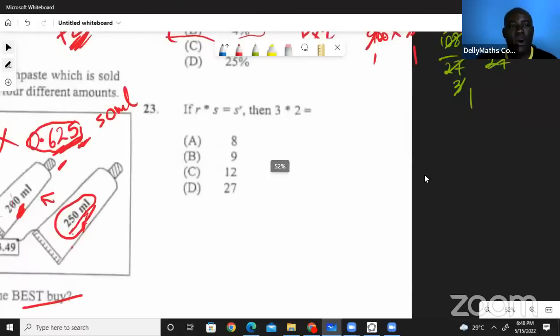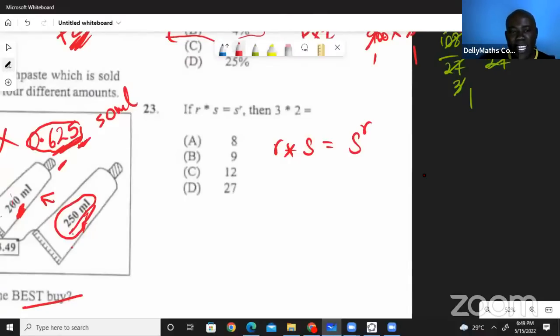So let me work this out now. We're studying what we call binary operation, sort of a substitution idea. Let me write it out because it looks slightly blurry. It says R asterisk S is equal to S raised to the R. That's what it is saying.